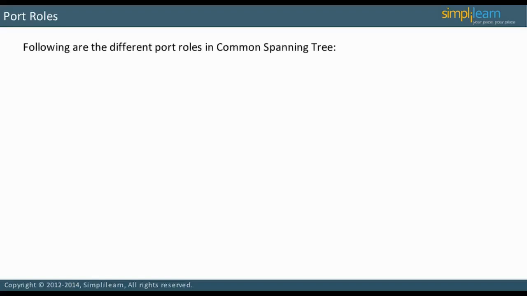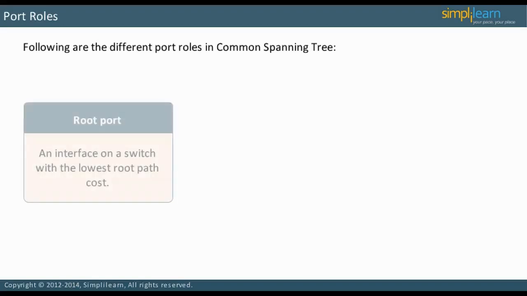Following are the different port roles in common spanning tree. The root port is the interface on a switch with the lowest root path cost. In other words, in terms of cost, it is the closest to root switch. There is only one root port on a switch.